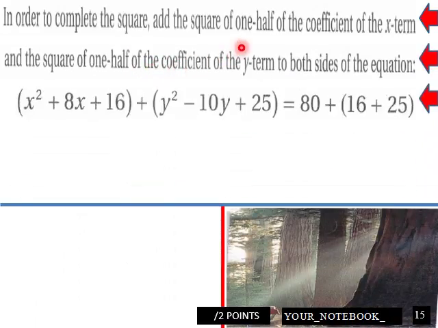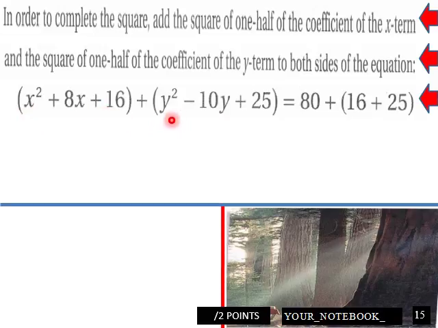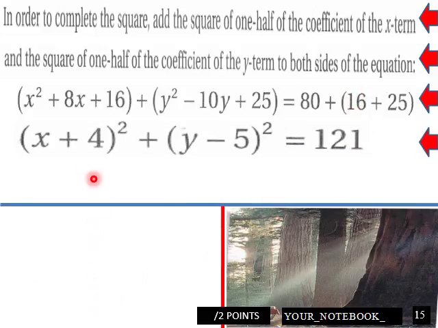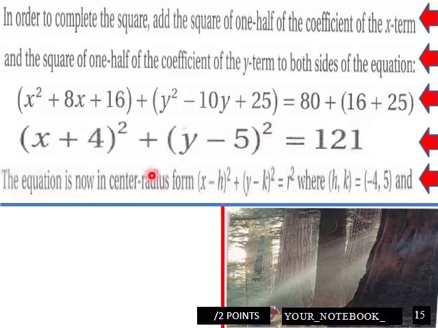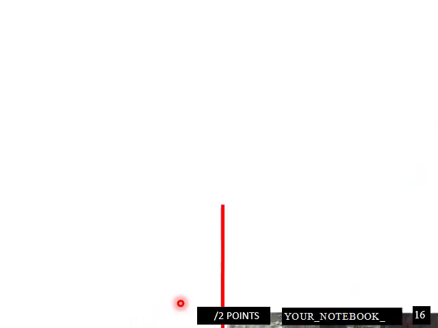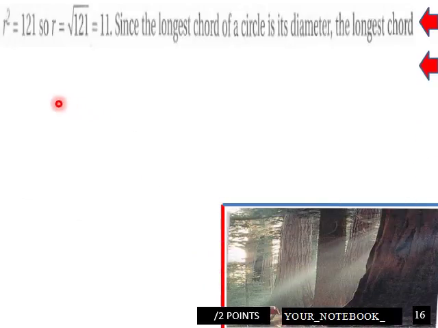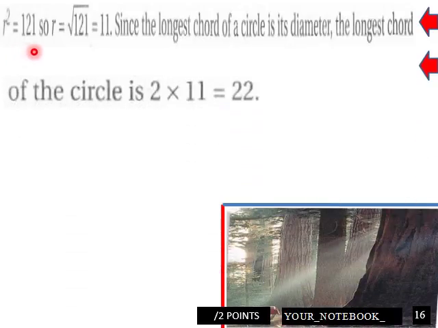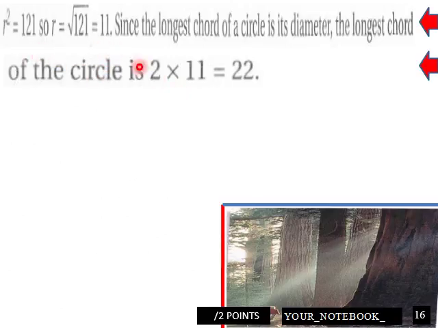In order to complete the square, add the square of 1/2 the coefficient of the x term and 1/2 the coefficient of the y term to both sides of the equation. So we do that here. Over here we're adding this. x plus 4 squared, y minus 5 squared equals 121. The equation is now in center radius form, where h and k are -4 and 5. So r squared equals 121, so r equals the square root of 121, which equals 11.